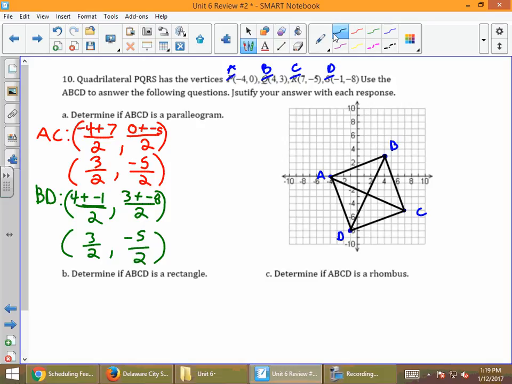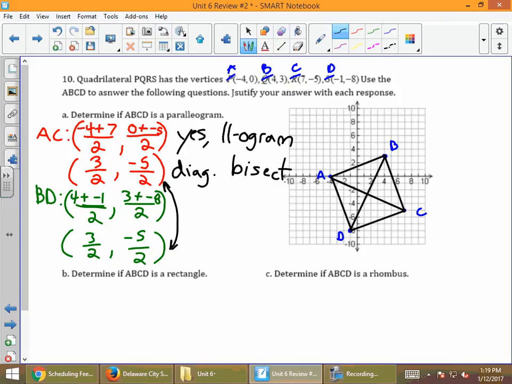Hey! What do you notice? They're the same. These dudes are the same. So since they have the same midpoint and these intersect each other at that point, is this a parallelogram? Yes. We could say yes, parallelogram. Now you need the reasoning. The reason is the diagonals bisect. So the diagonals bisect. Cool. We now know it's a parallelogram.